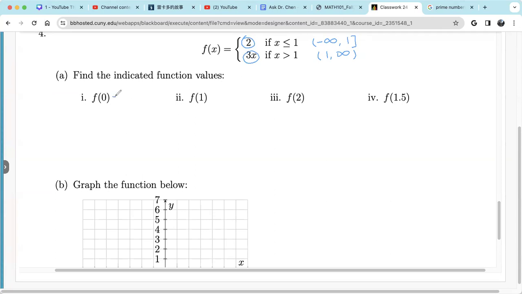Let's evaluate those. So f of 0, 0 is in the first interval, right? So that means it is equal to 2. F of 1, 1 is also in the first interval, it's 2. F of 2 is in the second interval, so 3 times 2 is 6. 1.5 is in the second interval, so I have 3 times 1.5, which is 4.5.